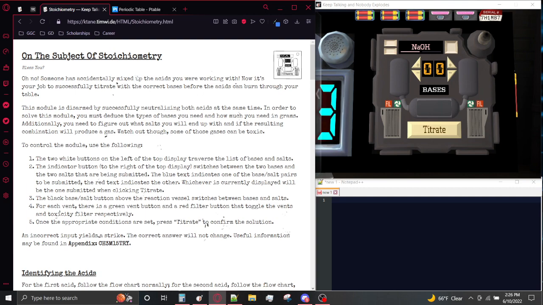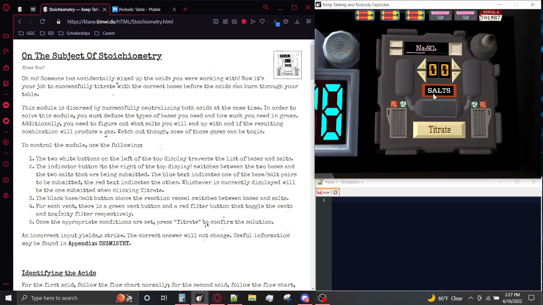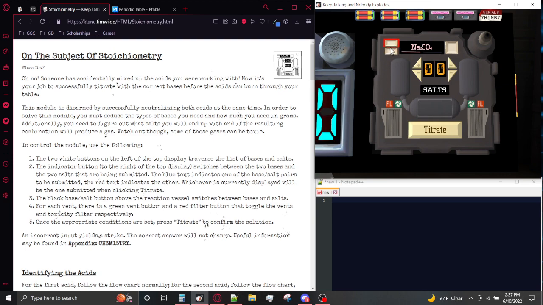So the deal with this module is that someone has accidentally mixed up the acids that you were working with. Now you need to titrate them with the correct bases before the acids can burn through the table. What we'll be doing is submitting for two different reactions. We're going to have a base and a salt, which we can select using these two selection arrows. You can toggle between bases and salts, and pressing this one will toggle you to the other of the two reactions.